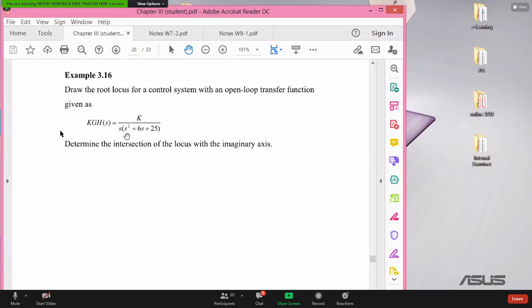So here we see that we're going to have 3 poles. There's going to be no zeros. We have 3 poles, 1 pole at the origin, and we are going to have 2 complex poles. So of course there is a first step. Locate the poles and the zeros.